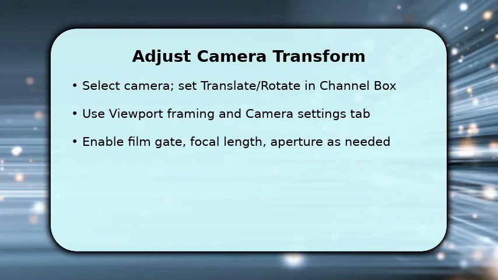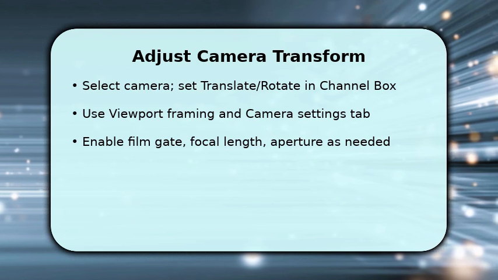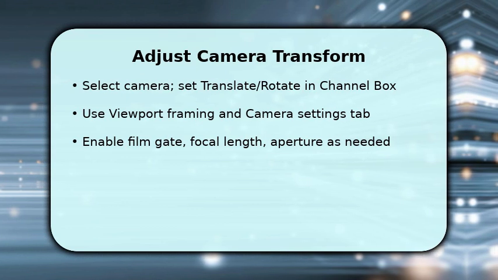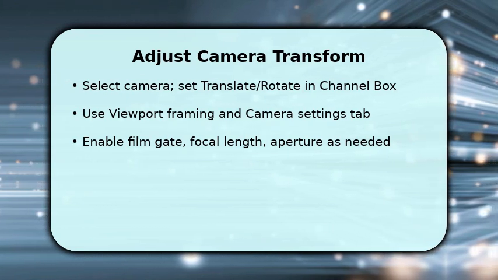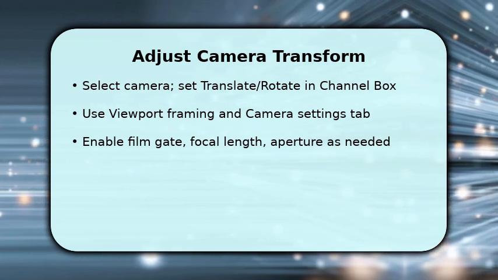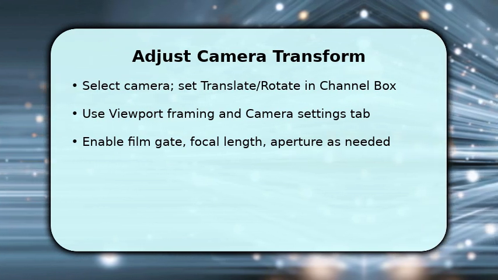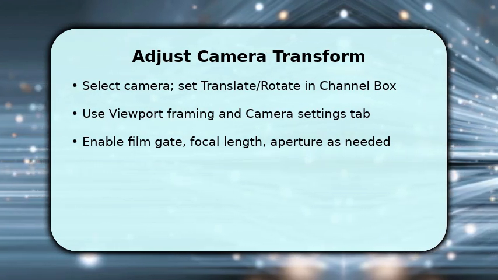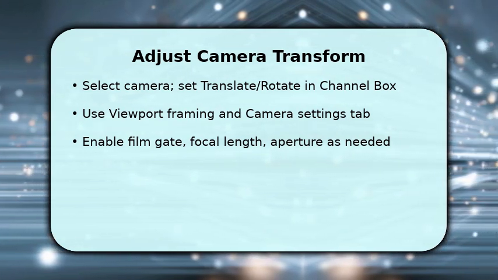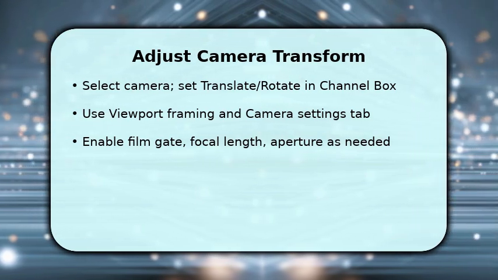With the camera created, you adjust transforms to frame your subject. Select it, then edit, translate, and rotate in the channel box to position. Next, use the viewport's camera view to refine composition and tweak the camera attribute editor for focal length and film gate. These change perspective and field of view. Make small iterative moves and use the dolly and orbit tools to test motion. These steps control both how the scene reads and how lenses will affect depth and distortion.